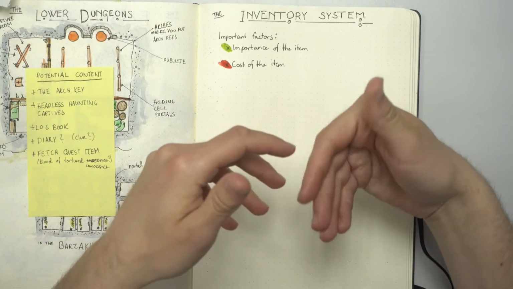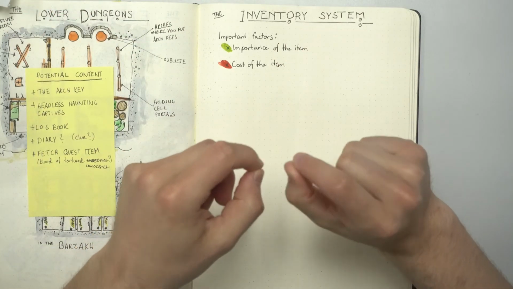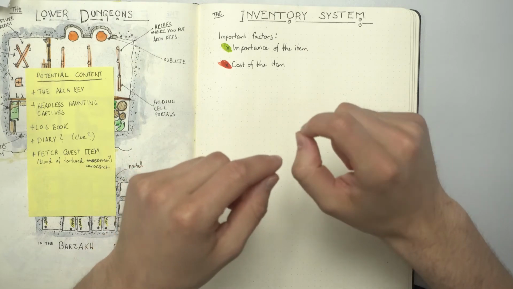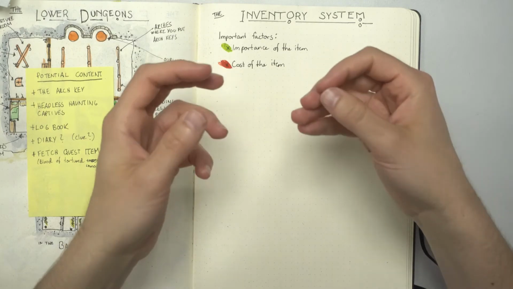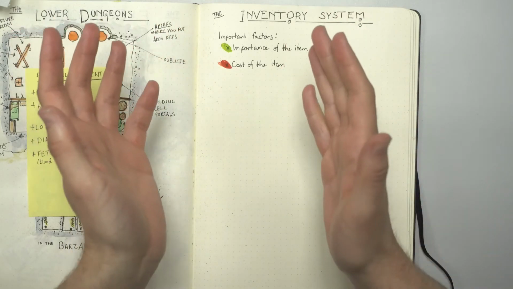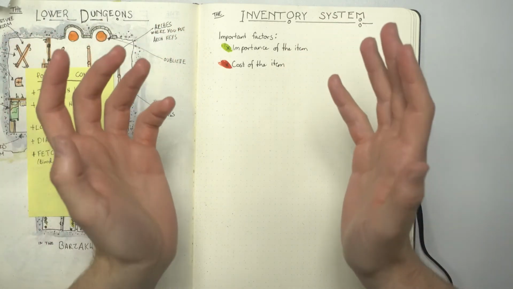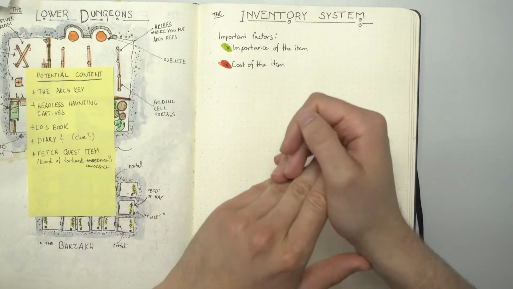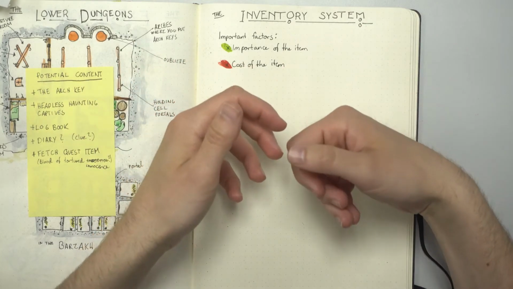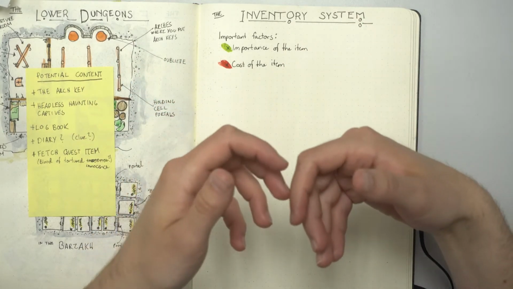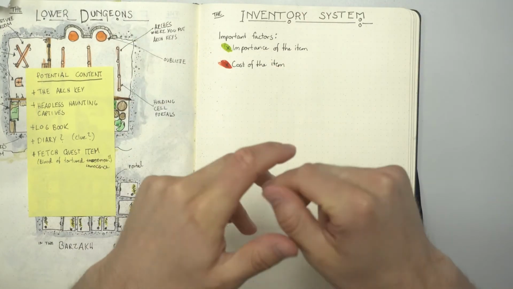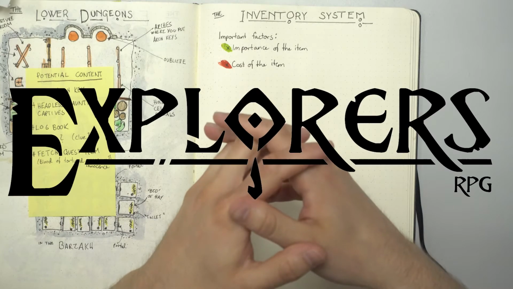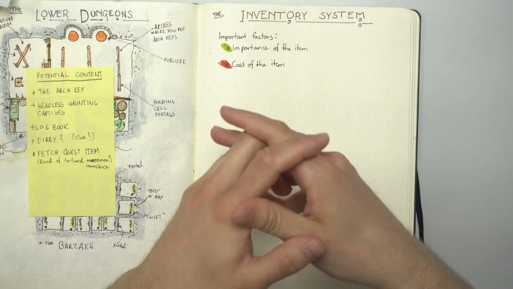To top it all off, there's not much gold to be earned on an adventure. This not only incentivizes you to keep your inventory to a minimum, but also that you utilize all your items. Thirdly, it incentivizes you to take more risks and longer adventures to earn more gold. So how does Explorers RPG handle inventory?